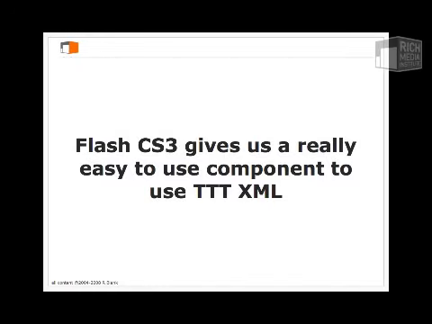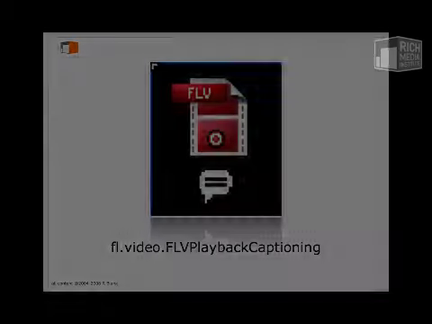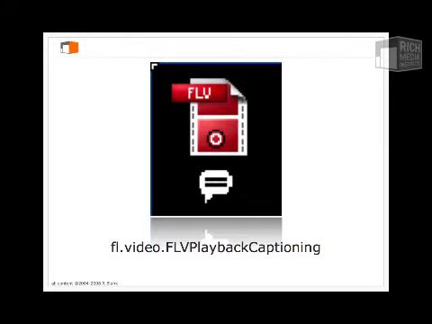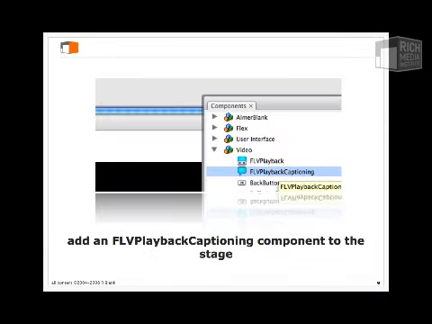Flash CS3 gives us a really easy-to-use, dedicated component to exploit closed captioning along with an FLV playback component. And that's called the FLV playback captioning component. What you would do is add an FLV playback captioning component to the stage. It can actually be anywhere. Though you will see this component in the FLA, it will not be visible in your compiled SWF. It is just a code component.